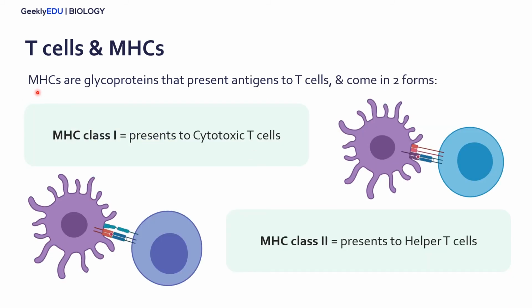Now the MHCs are molecules that are made out of glycoproteins, and these are what actually present antigens to T cells, and they come in two main forms. We have the MHC class 1, which presents antigens to cytotoxic T cells. And so these are the T cells that directly kill the pathogen infected cells. And then we have the MHC class 2, which presents to the helper T cells, which help other immune cells destroy the invaded cells.